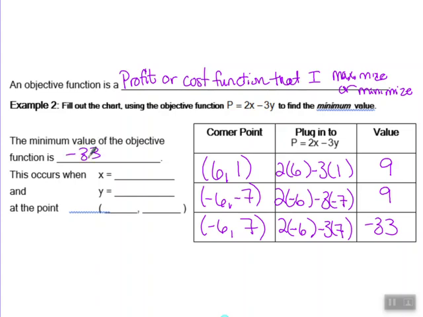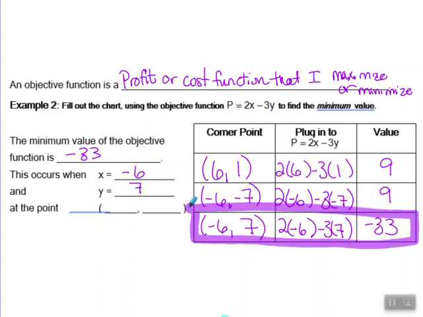-33. This occurs when x equals what? What's x? -6. What's y? +7. Because I'm going to highlight it for you. That's my minimum value. And what point is that? -6, 7. So that's where my minimum occurs.